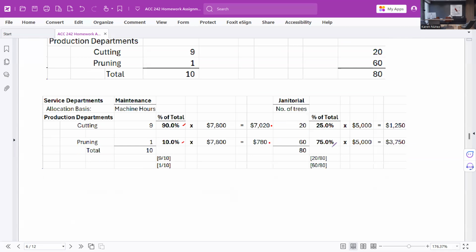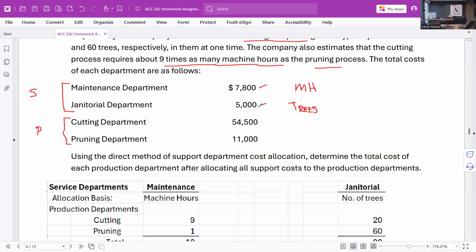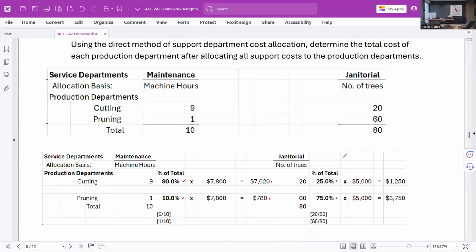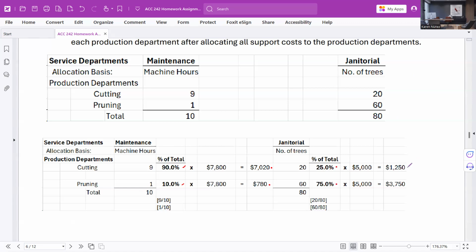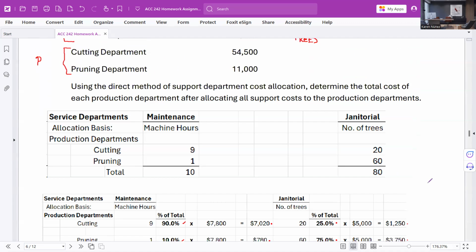Janitorial, though, is going to be based on trees. 20 trees and 60 trees, total 80 trees. 20 divided by 80 is 25%. 60 divided by 80 is 75%. Multiply times the cost. Well, the cost is only $5,000. So 25% times 5,000, that's what we're going to allocate. 75% times 5,000, 3,750. That's what we're going to allocate.